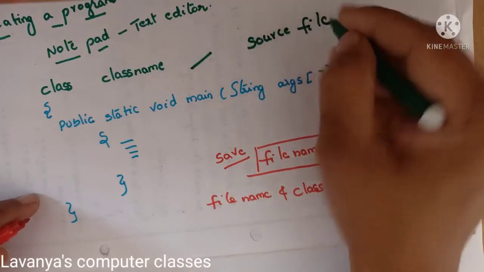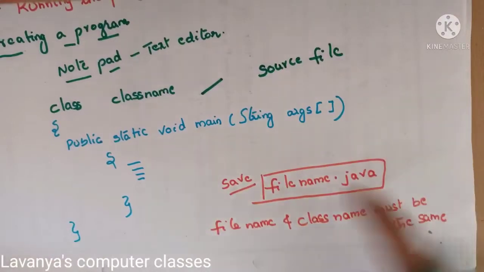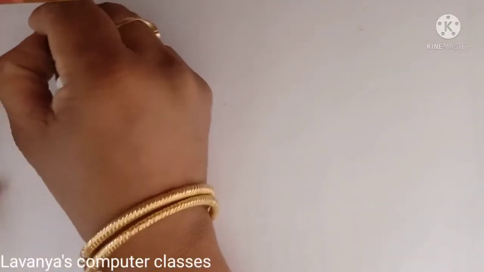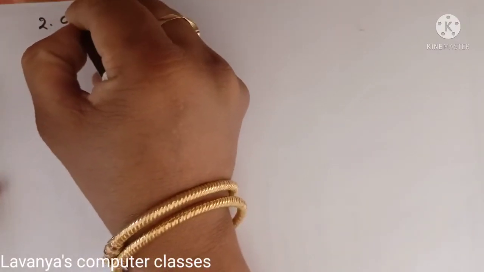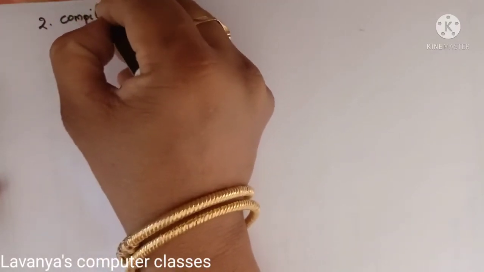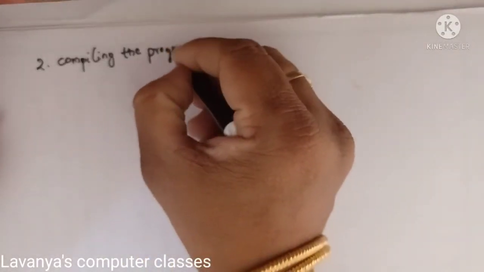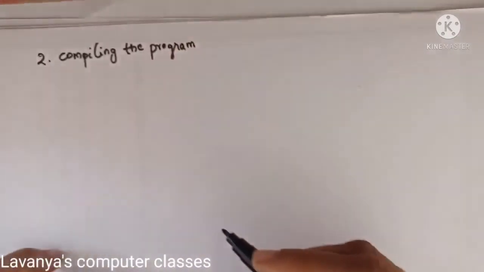This is called the source file. This .java file is known as source code. After creation is over, the second step is compiling the program. In the second step, you have to check the errors and it is converted into bytecode. This is a special feature of Java programming.